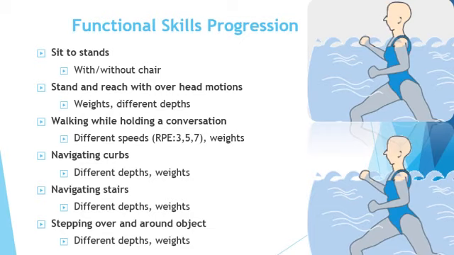From here, you can progress to navigating curbs, obstacles, and stairs to mimic the environment patients have to navigate to be active participants in the home, work, and social environment. This can be done at multiple depths and with the use of varying weights to mimic the effects of gravity. To increase the difficulty of the activity, combine all of these activities into an obstacle course that mimics different settings, such as the grocery store, the living room, or a work environment.